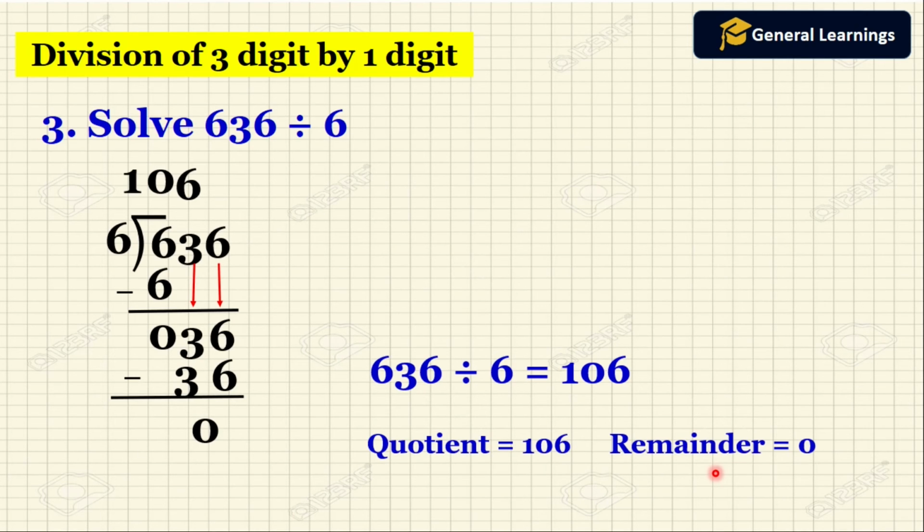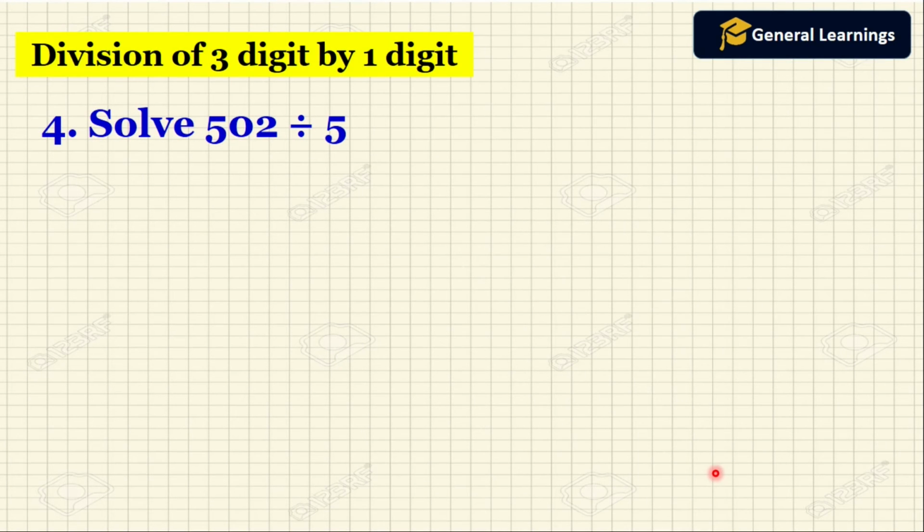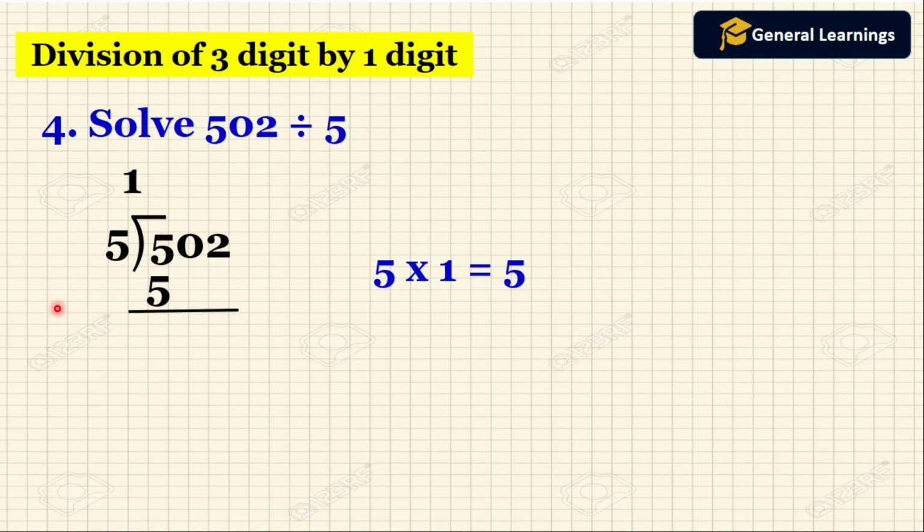Now we will see another example. Here they have given 502 divided by 5. For that first we need to write the division problem like so. Then we need to divide 5 by 5. So we need to check the multiplication table of 5. The table tells us 5 ones are 5. So write 1 in the quotient and write 5 below. Then draw a line, then subtract. When we subtract 5 from 5, we get 0.